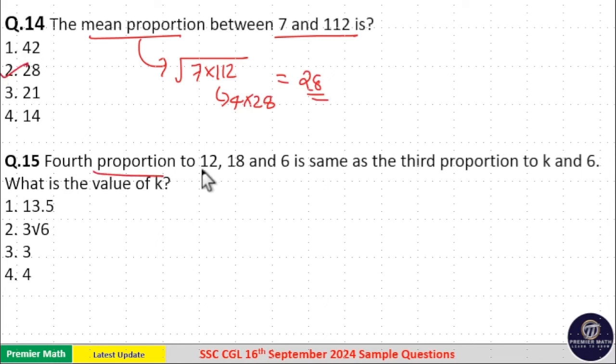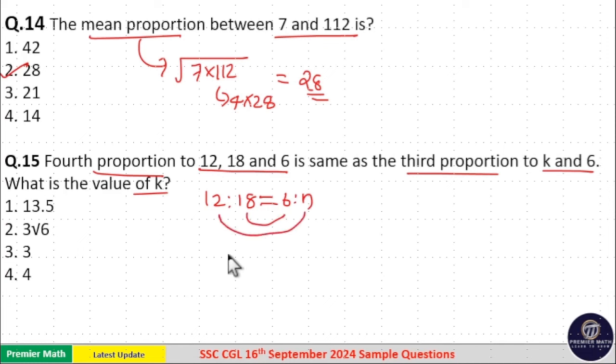Fourth proportion to 12, 18, 6 is the same as the third proportion to k and 6. What is the value of k? Here fourth proportion means 12 is to 18 is the same as 6 is to n. N is the fourth proportion. Now 18 into 6 is equal to 12 into n.